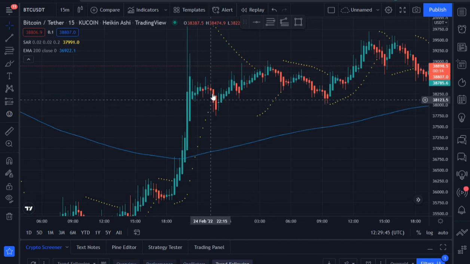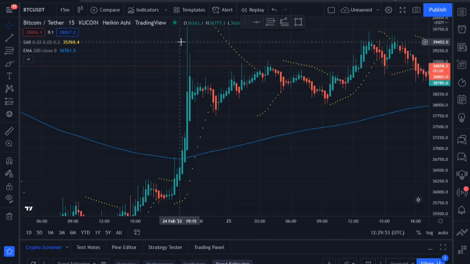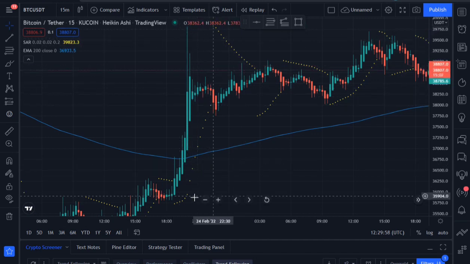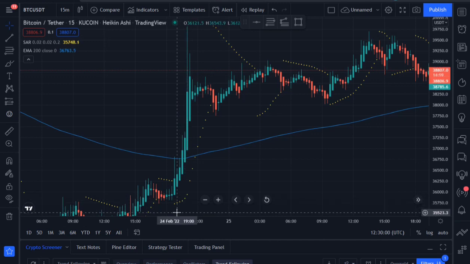This dot right here is closer to this candle, and that's an exit signal. But I won't advise you to exit the trade then, because you might have lost a lot of the profit you've made up here. I also won't advise you to enter the trade the moment the dot falls below the candle, to avoid false signals.